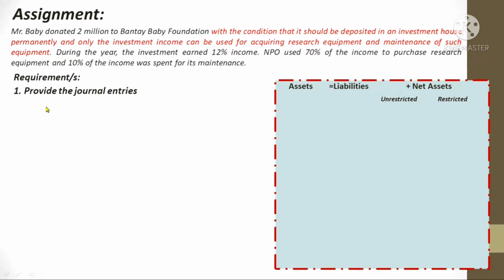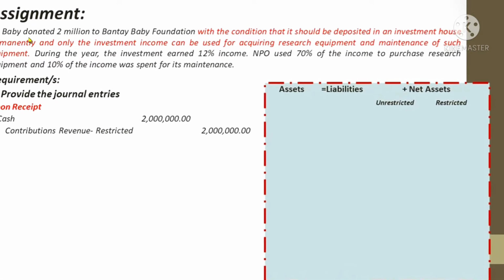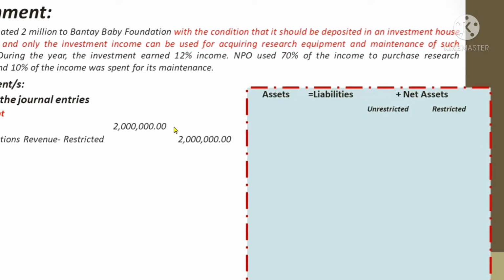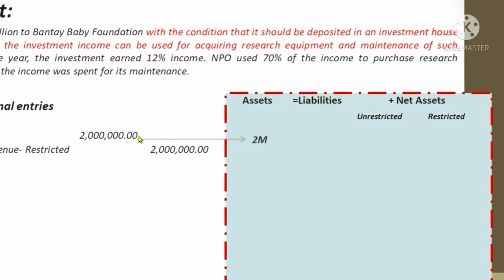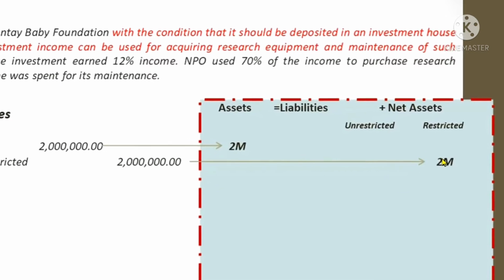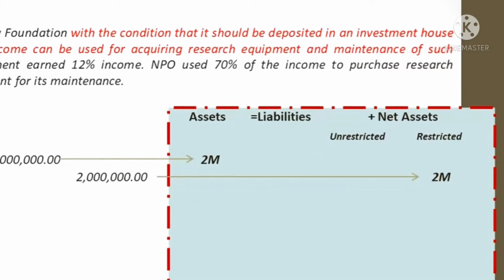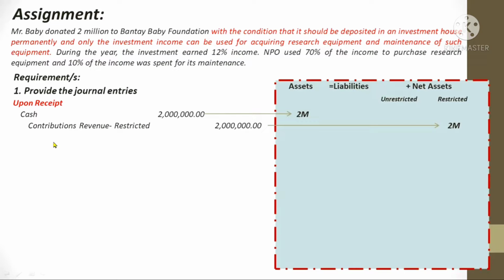When Bantay Baby Foundation received the donation, the debit is cash of course, but the credit should be contributions revenue restricted, 2 million. Because again, the said donation is permanently restricted by the donor, as I have emphasized a while ago and as you can see here in this problem. Now, if we plot it in this table, that's an increase in assets and an increase also in the net assets restricted. So no need to explain further. Now, to the tricky part.